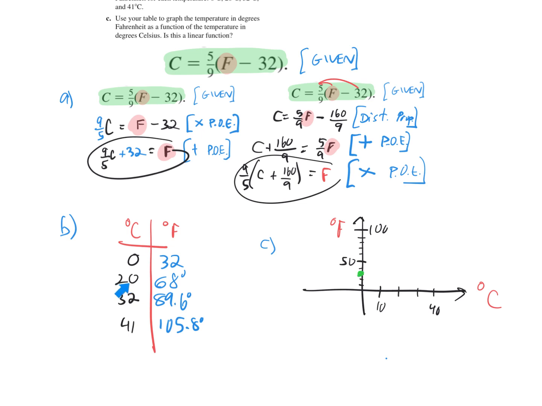20 on the Celsius axis, 68 on the Fahrenheit axis. So this is horizontal, and this is vertical. Go 20 to the right and 68 up. 32 to the right, up almost 90 up. 10, 20, 32, almost 90 up.